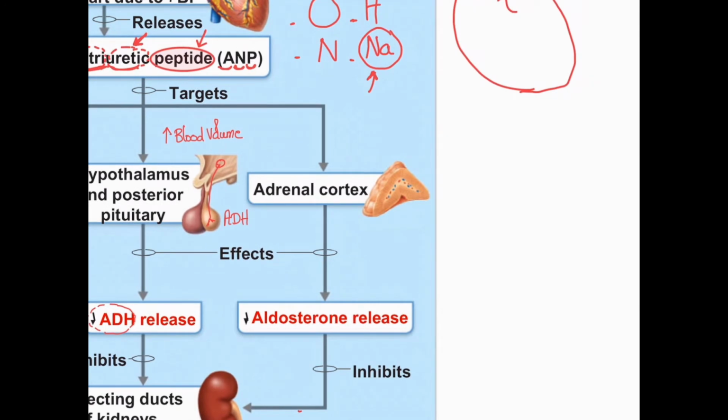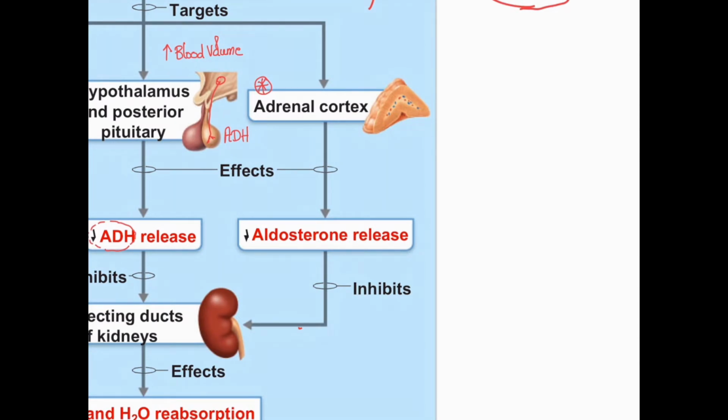Another target organ that ANP, atrial natriuretic peptide, is going to be acting on is the adrenal cortex. And one major hormone here that we are discussing related to the sodium regulation and body fluid regulation was the aldosterone.